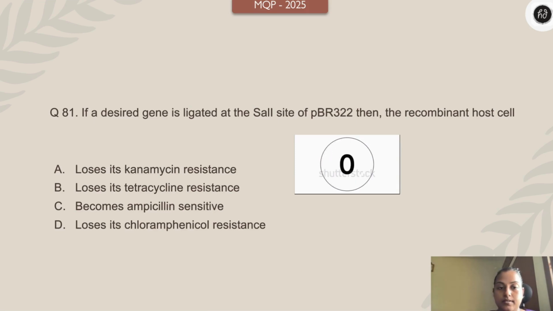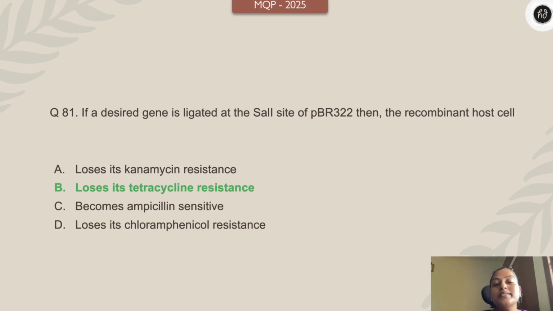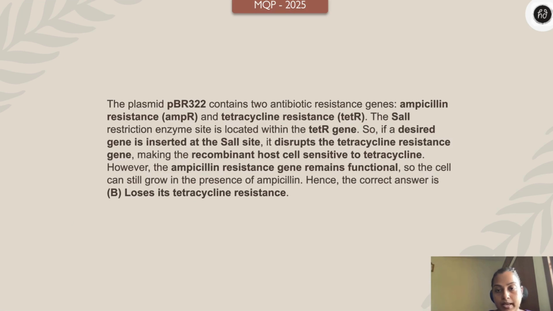Okay, here goes the answer. It will lose its tetracycline resistance. So if you see pBR322, it basically has two antibiotic resistance sites. One is ampicillin, another one is tetracycline. So when you add the Sal I restriction enzyme, the enzyme site is located in the tetR gene. So what happened?